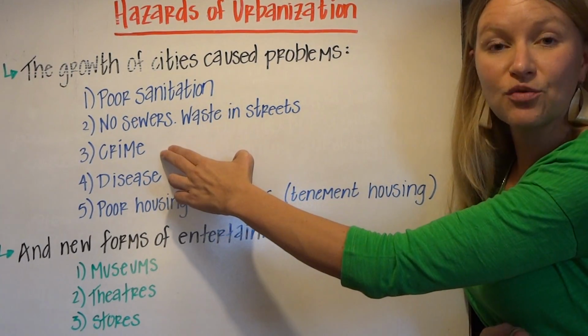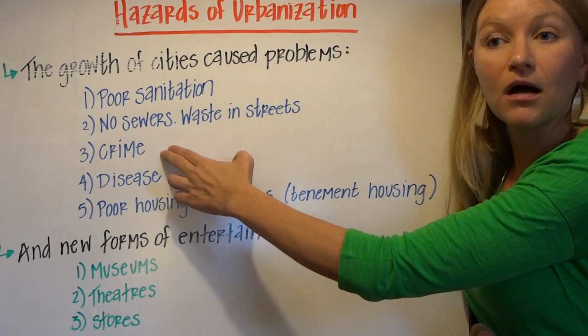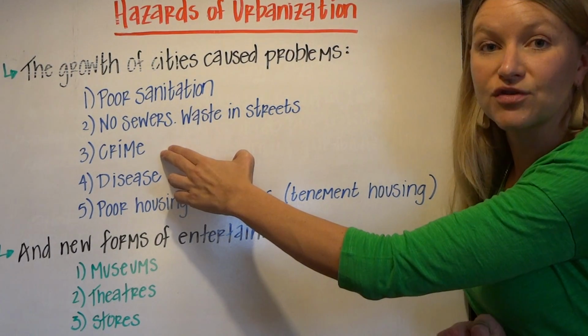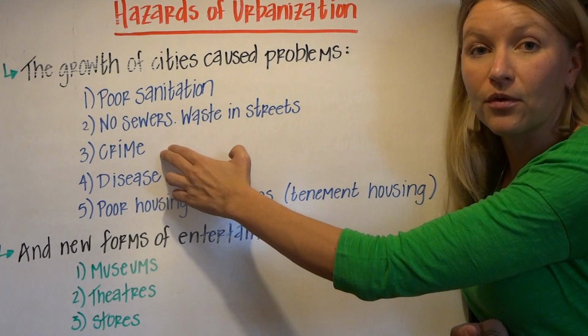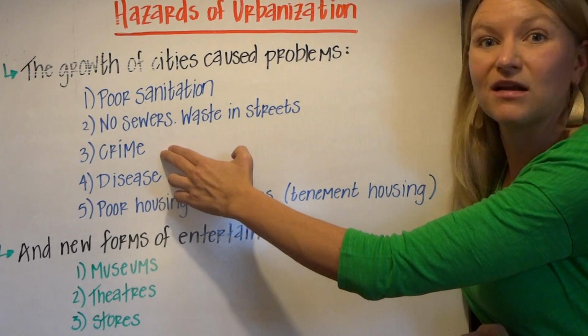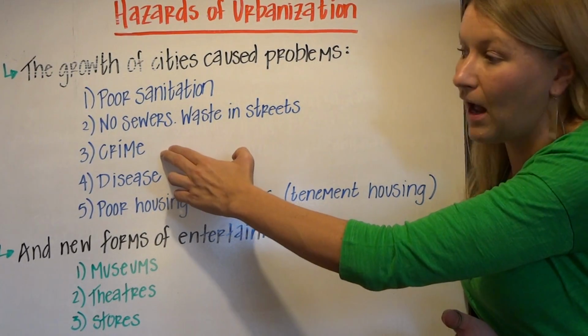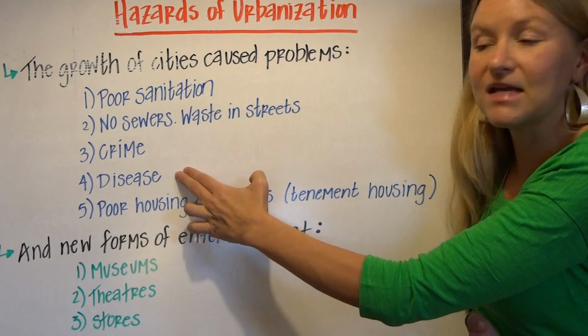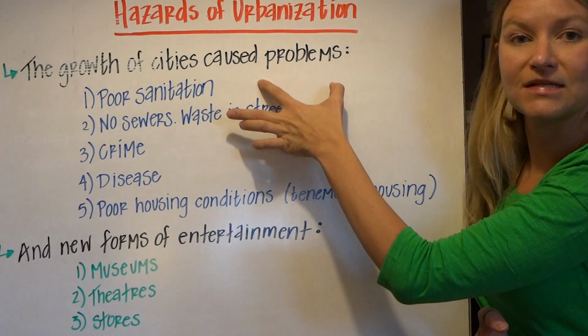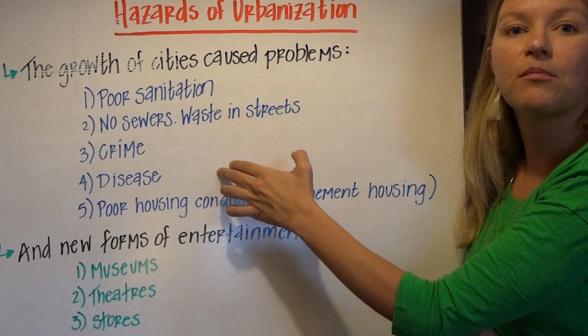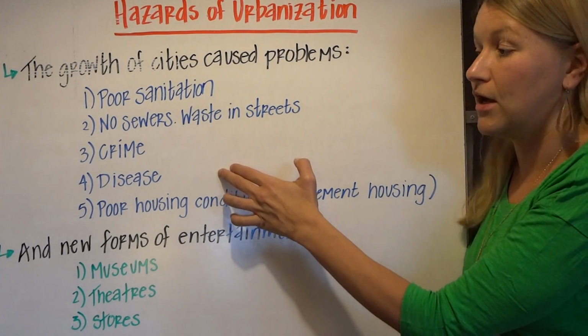Crime is going to be an issue. We have parents working for one of the first times in American history. Both the mother and the father were working at the same time, and kids were kind of left to run around, which led to crime. Disease all came back to this poor sanitation and the number of people that were living in a small area.